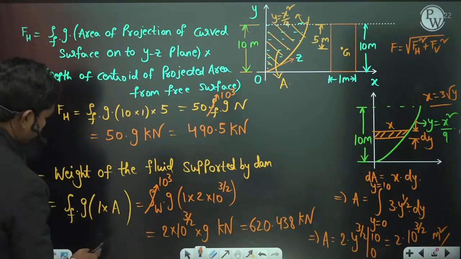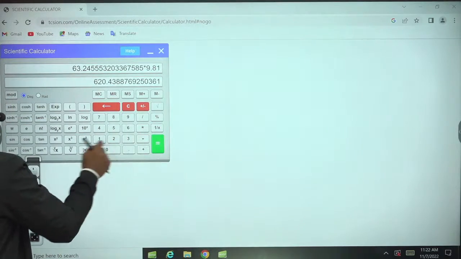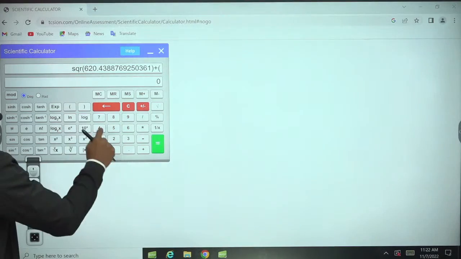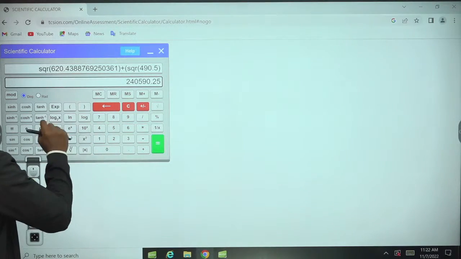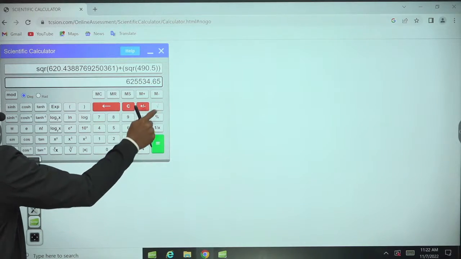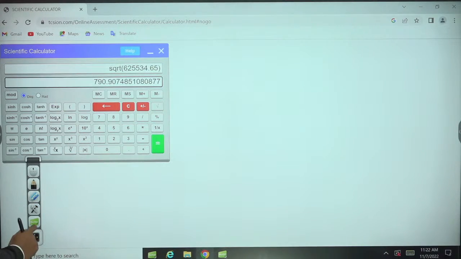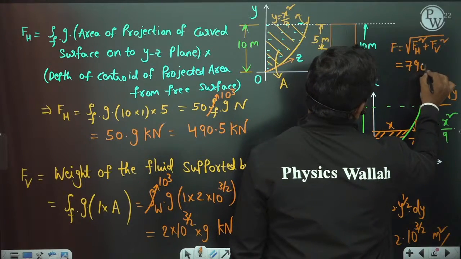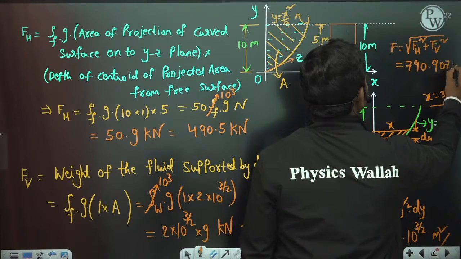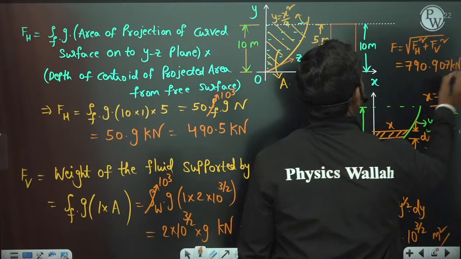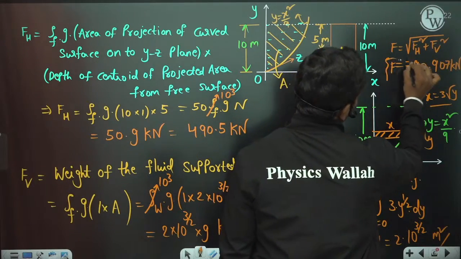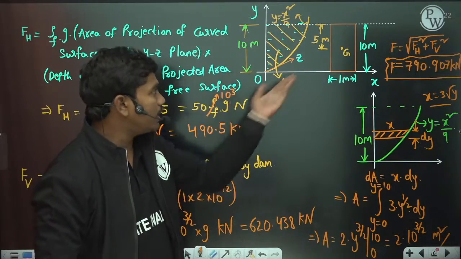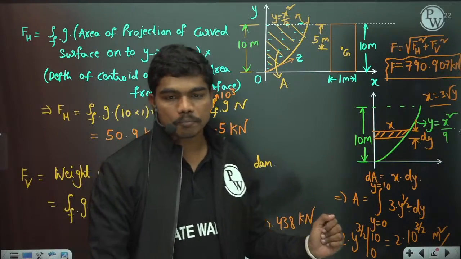Now if this is in kilonewtons, then square of this plus the fh value we got, 490.5, so 490.5 square. Okay, if you calculate this value, the square root is 790.907 kilonewtons. This is in kilonewtons. Okay, so this is the total hydrostatic force which is acting on this curved surface in which the dam is of the shape y is equal to x square by 9. Clear?